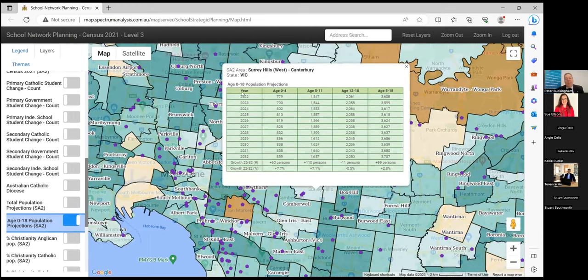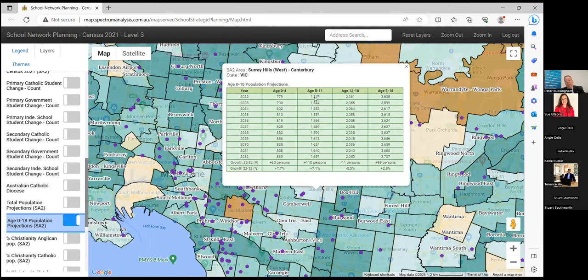So what we're seeing firstly is 2022 to 2032. And this is being done at Statistical Area 2 data, so this is data produced by the federal government, the ABS. What we do is we use 0 to 4s as typical of early learning centres or kindergarten. So we can see in this area it's going to grow by 7% for 0 to 4s. So kindergartens are still going to be strong.